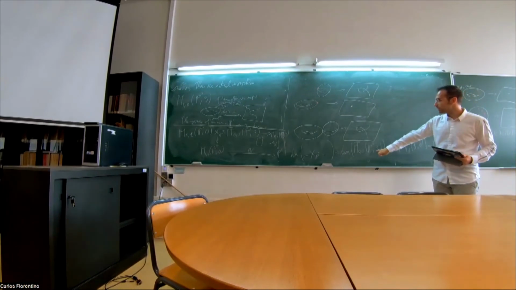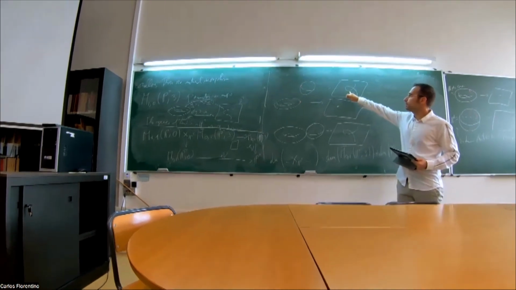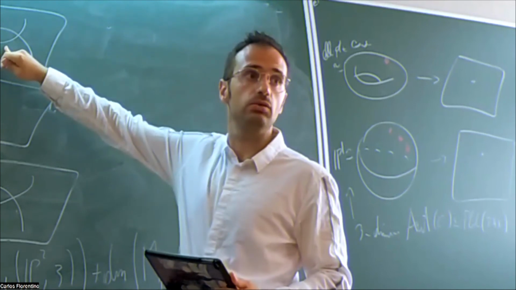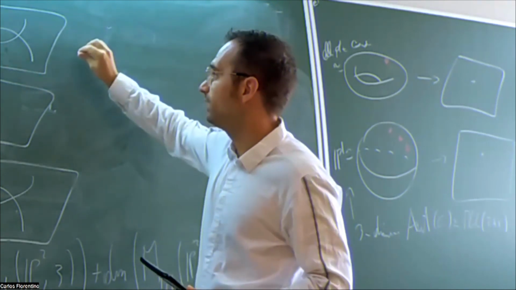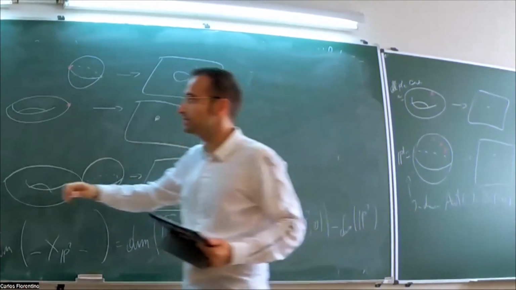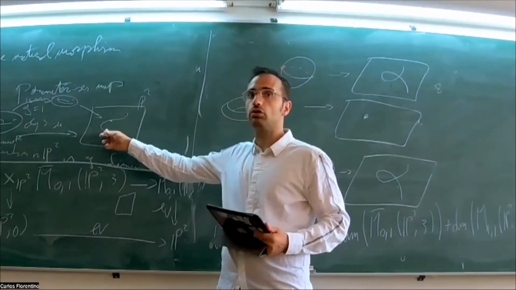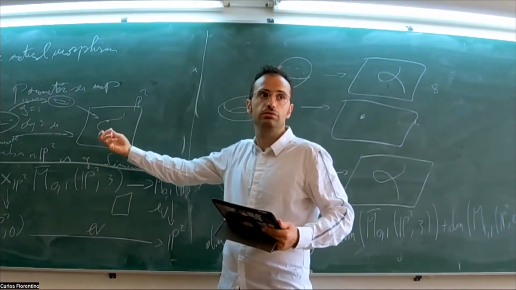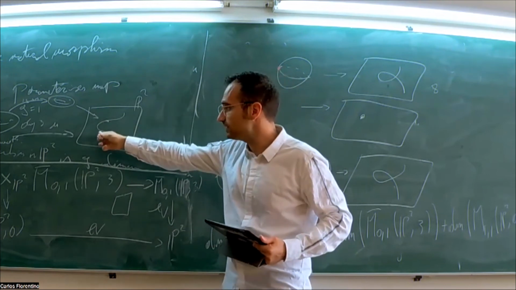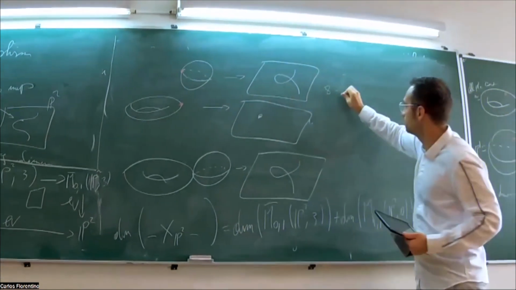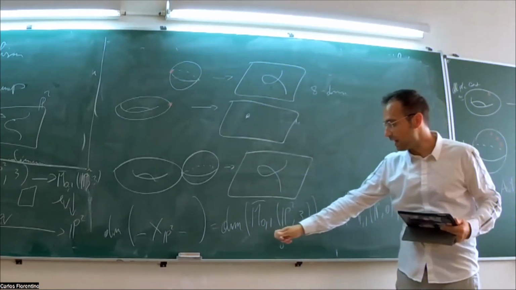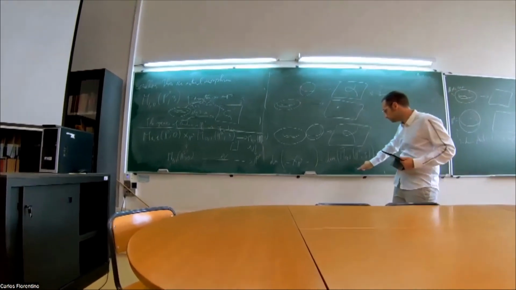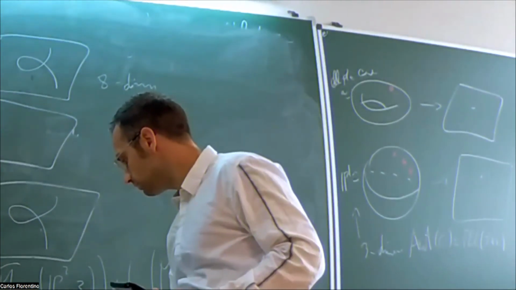Okay, what's the dimension of this one? How many singular cubics do you have in P2? 8. Because it's just this space with the condition to be singular, which is one condition. So if this is 9-dimensional, this is 8-dimensional. But I have a marked point here, so the dimension is one more. So this is 8 plus 1.